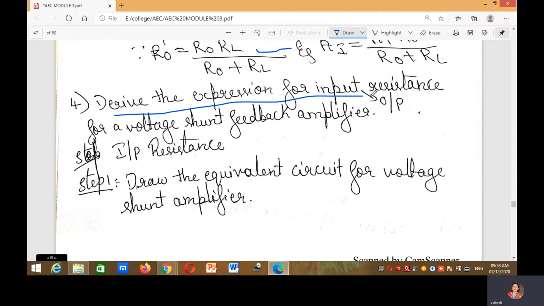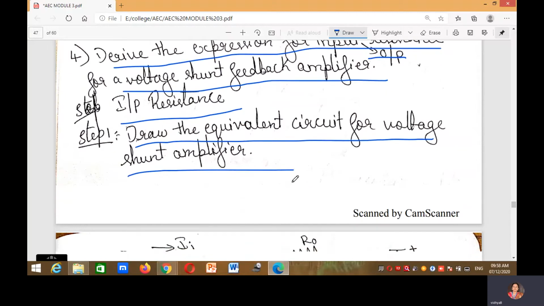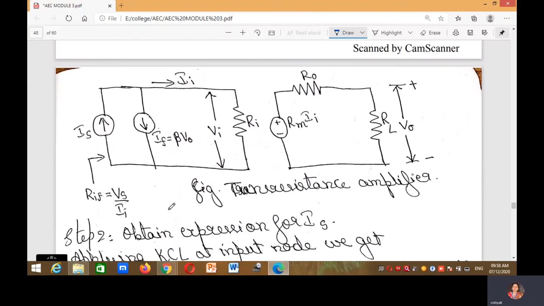Derive the expression for input resistance and also output resistance for a voltage shunt feedback amplifier. First, we shall discuss input resistance. Draw the equivalent circuit for a voltage shunt amplifier. This is the circuit. For that, input is current and output is voltage. This is a trans resistance amplifier.